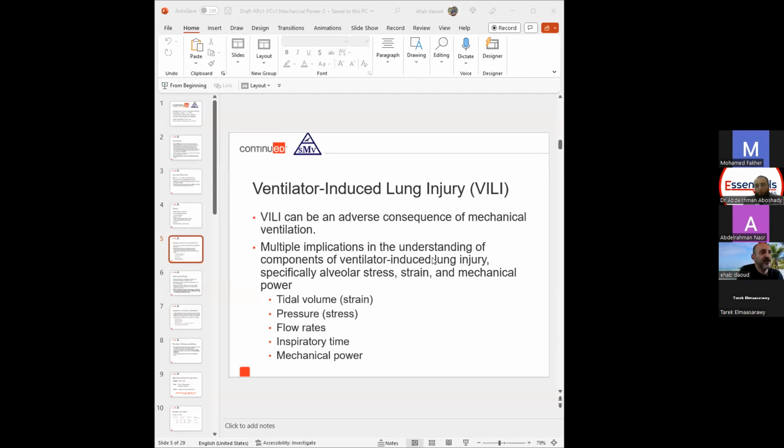The ones that we usually talk about are alveolar stress, related to the applied pressures and the driving pressures, and strain, usually related to the volumes. So now the whole idea of mechanical power is that we're combining not only barotrauma or volutrauma or atelectrauma, we're combining all the factors that can cause ventilator-induced lung injury into one formula, and it's the mechanical power.